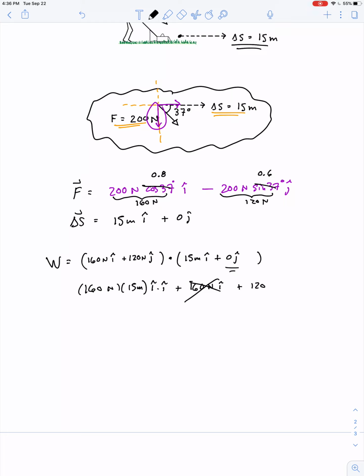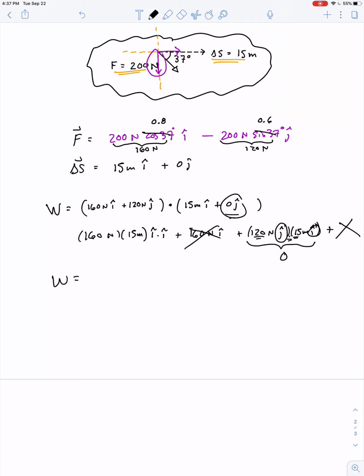120 newtons j hat times 15 meters i hat, and then plus the last, but again, that's going to be something multiplied by 0, so we don't need to worry about that term. But you see this term also goes to 0, not because we're multiplying by 0. 120 times 15 is not 0, but we're left with a j hat dot i hat, and that gives us a 0.